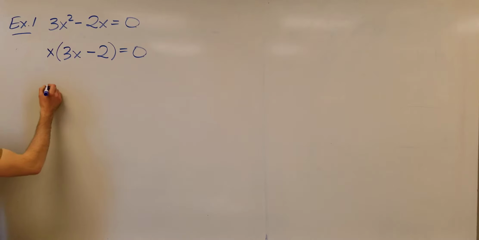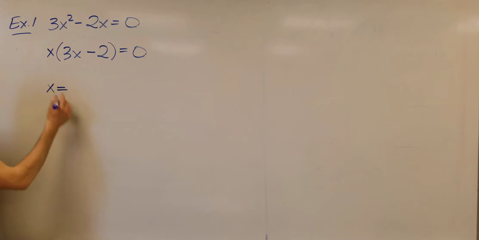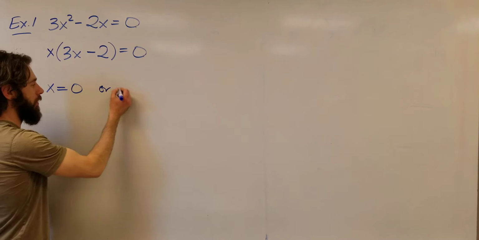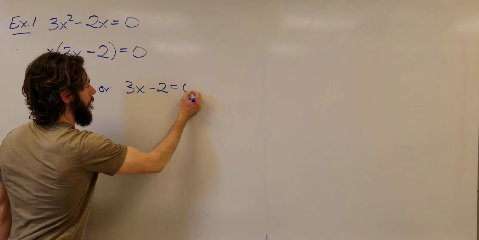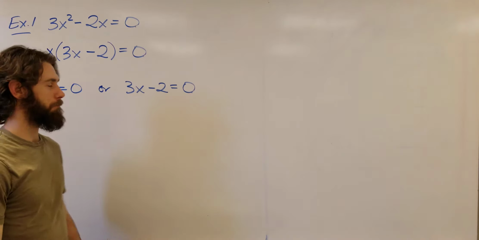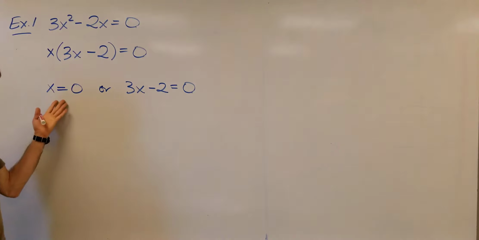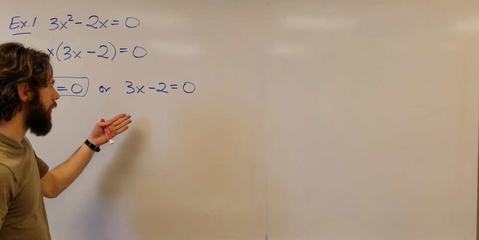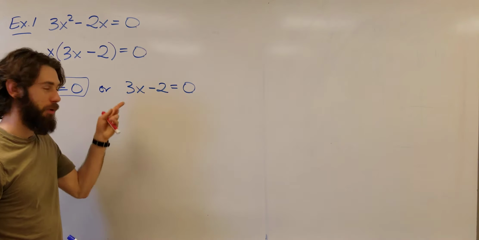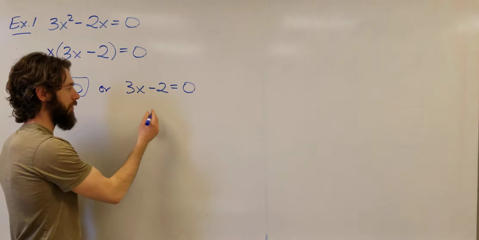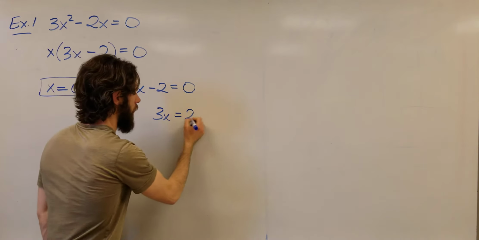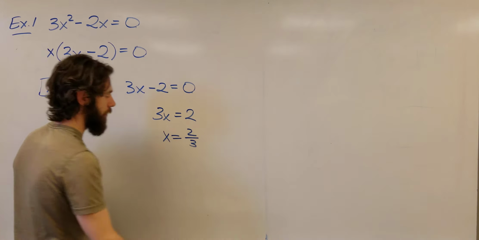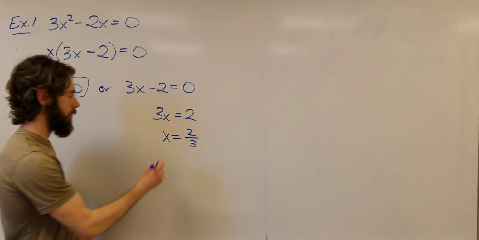Now we can split it. So first factor is x, so we got x equals 0. And then second factor, 3x minus 2 equals 0. Okay, well that one's done. x equals 0 is one of the solutions. Over here, I think this is really similar to the last one we did. So we add the 2 over, 3x equals 2, and then we divide by 3. x equals 2 thirds. Done.